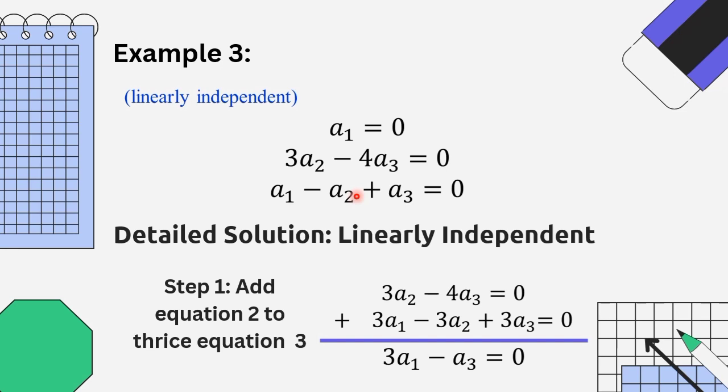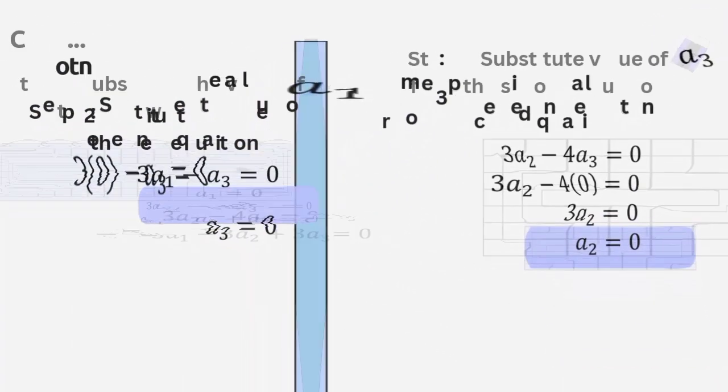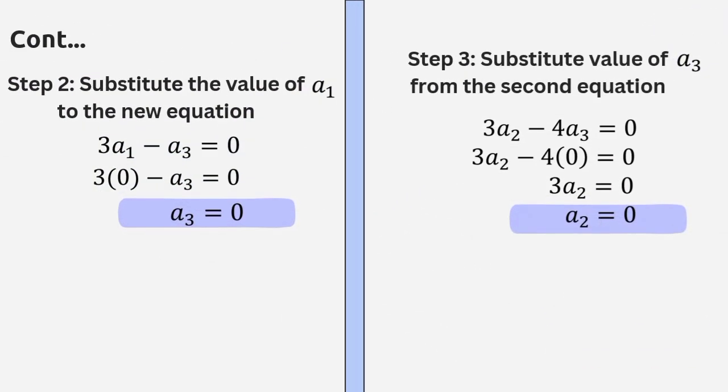We'll proceed with step 2. We are going to substitute the value of a sub 1 into the new equation. The value of a sub 1 a while back is equal to 0. So we have 3a sub 1 minus a sub 3, which is equal to 0. So we have 3 times 0 minus a sub 3 is equal to 0. And 3 times 0 is 0, so negative a sub 3 is equal to 0, and by transposition, we get a positive 1. We have a sub 3, which is equal to 0.